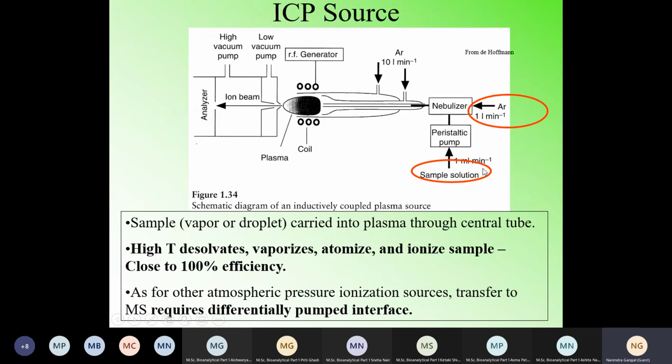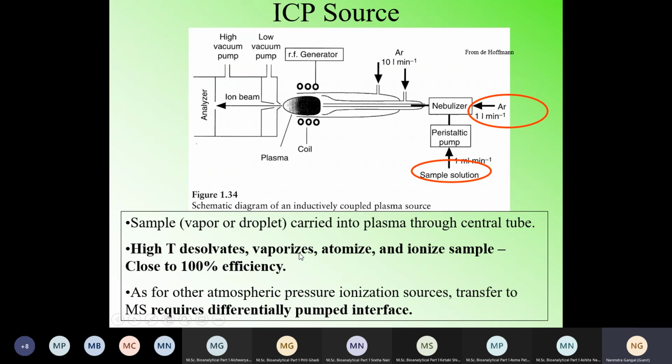Just like atomic absorption spectroscopy, there is a sample solution, there is a peristaltic pump, and there is a nebulizer. This nebulizer will carry the sample into the plasma, where at high temperature whatever the sample is, it will dissolve it. That is removal of solvent.